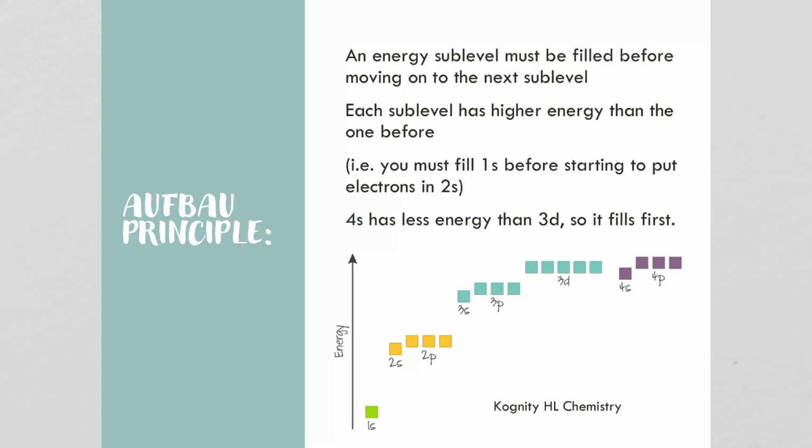So there are a few rules that we need to follow. The Aufbau principle says that an energy sublevel must be filled before moving on to the next sublevel, and each sublevel has higher energy than the one before. For instance, you must fill the 1s sublevel before you start putting electrons in the second one, 2s. One thing to note: 4s has a little bit less energy than 3d, so we actually fill it first, and we'll talk about that in a little bit.